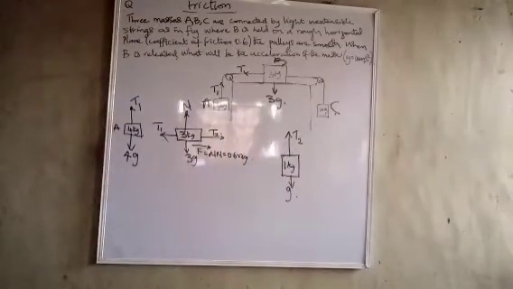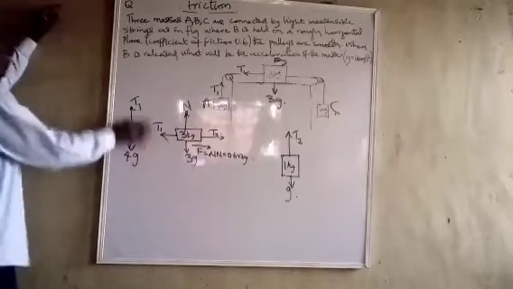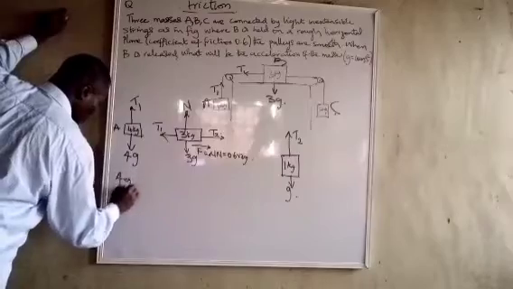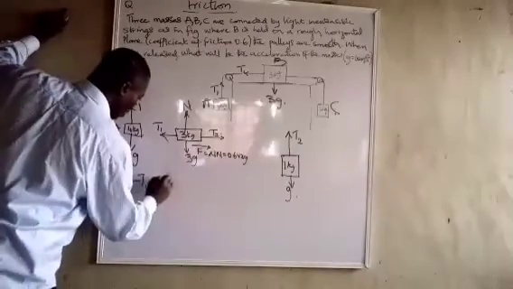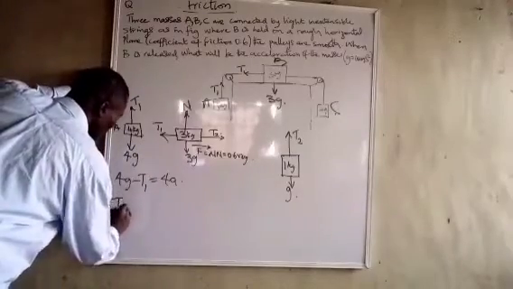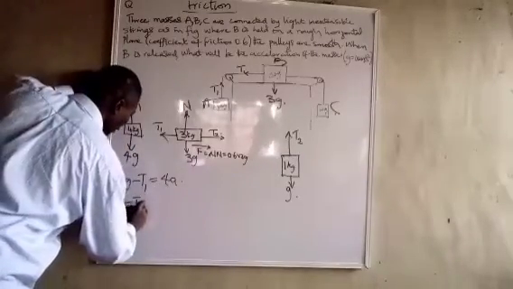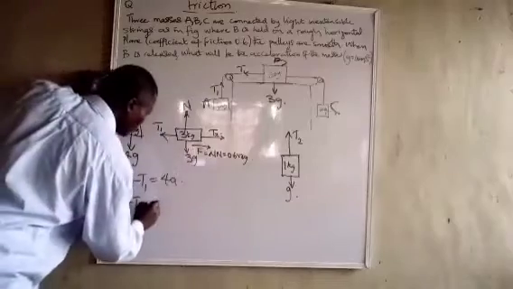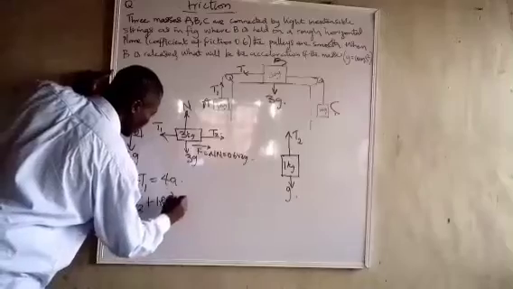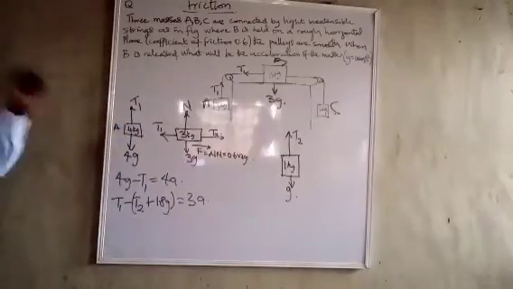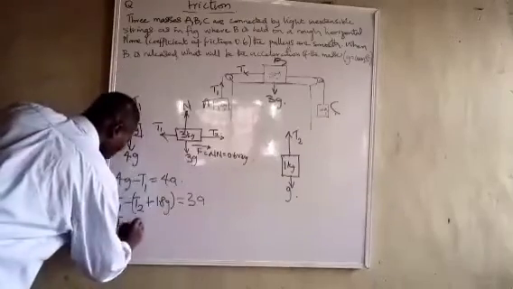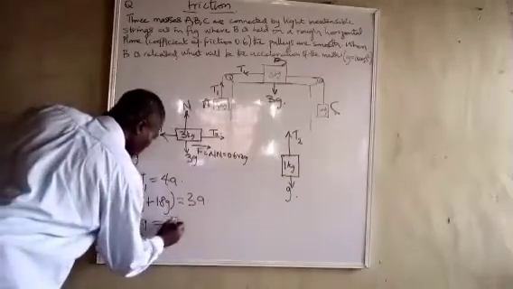Now let's look at everything here. In this instance, this 4g is moving down with acceleration a. So 4g minus T1 is equal to 4a. Look at this one here: T1 minus T2 minus 1.8g is equal to 3a. And here, T2 minus g is equal to 1 times a.